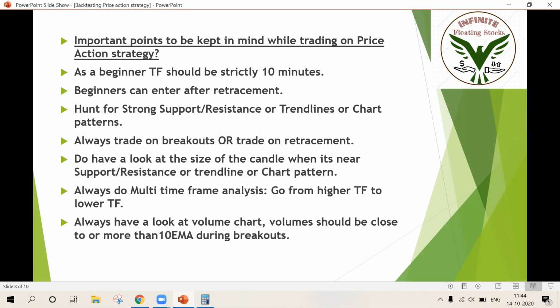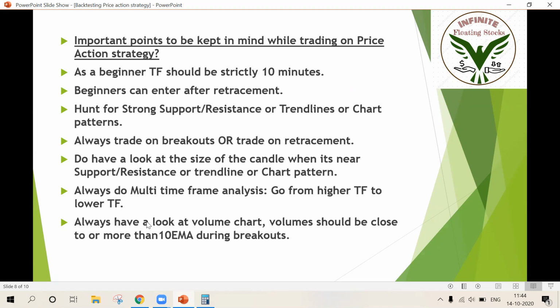Similarly, levels which are drawn with more touch points are stronger than levels drawn with fewer touch points. When I say touch point, you need to have a minimum of 2 touch points to draw anything. But if we are drawing with 10 or 15 touch points, that means the levels are stronger.